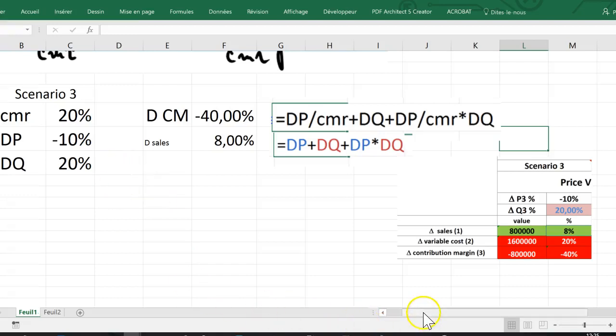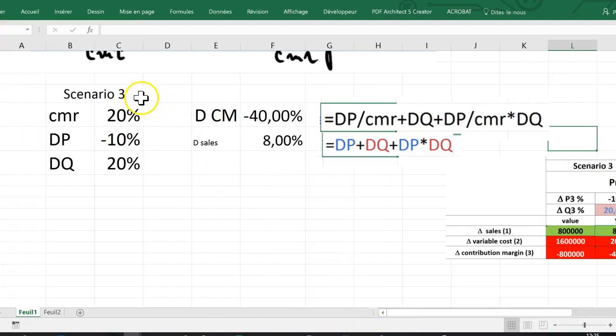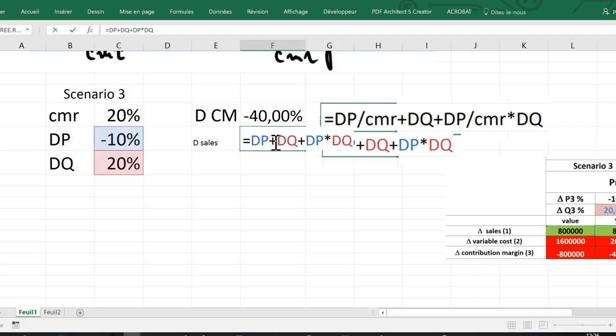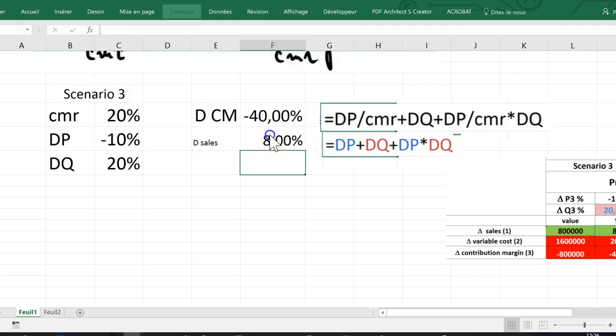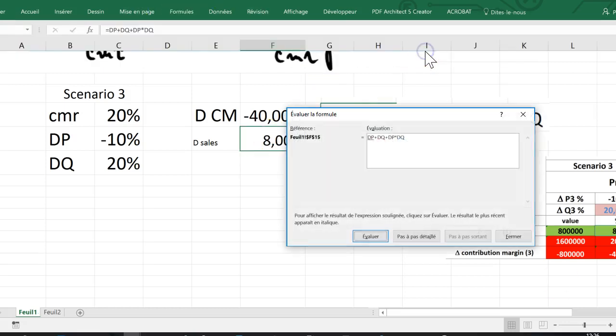So I'm going to replace the values of scenario 3, or let's start with scenario 3, and let's look at delta sales. Delta sales is delta P plus delta Q plus delta P times delta Q. What I'm going to do is to evaluate the formula. So I go here and I evaluate the formula.